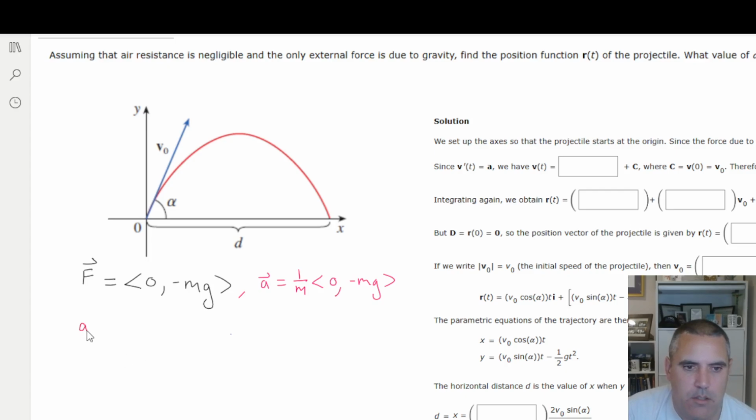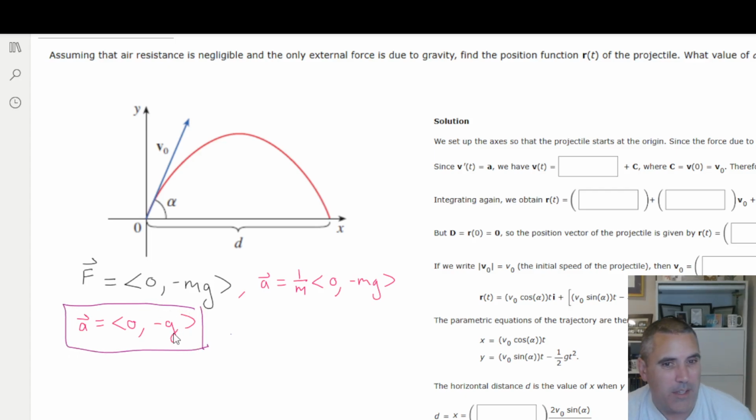So you're going to get the acceleration is 0, negative g. And this is an extension of what you did in Math 125. In Math 125, you were just talking about the y component. Now we're going to talk about both. Okay, so what the problem wants you to do is to say, okay, now you know the acceleration. It's this thing. What happens when you integrate that thing?